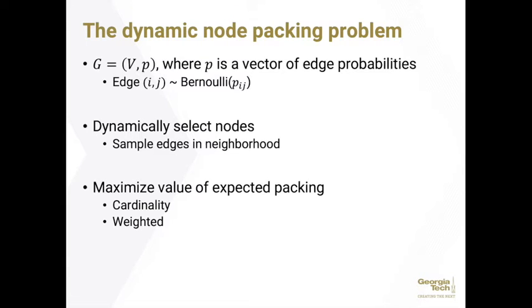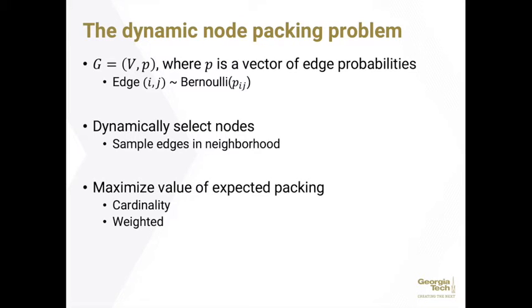Node packing is a fundamental combinatorial optimization problem that asks, on input of a graph, what is the highest valued subset of non-adjacent nodes. The dynamic model we present here generalizes the deterministic version by, instead of assuming we are given an edge set up front, we are only given edge probabilities. That is, for each pair of nodes ij, we assume we are given a probability pij that corresponds to the chance that in a realization of our graph, the nodes i and j are connected by an edge.